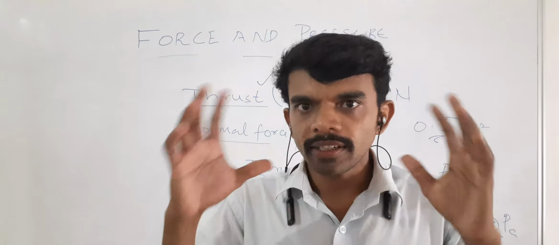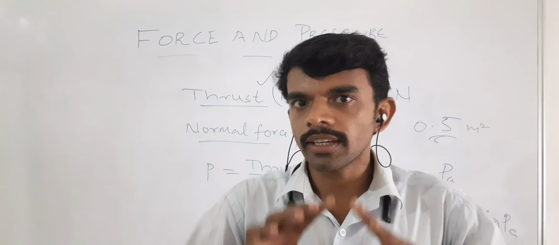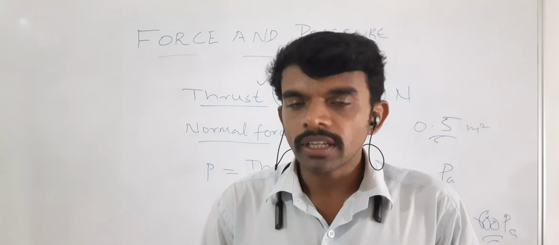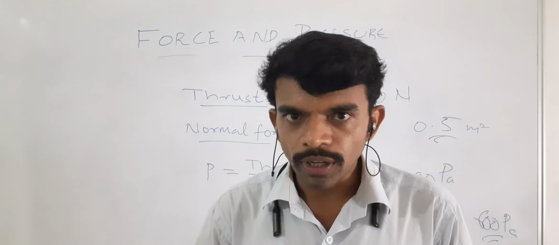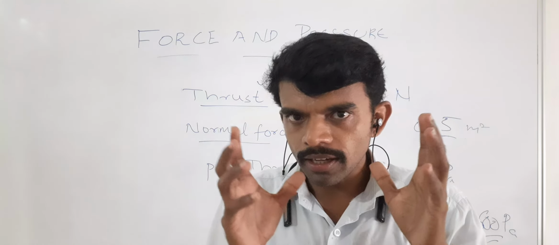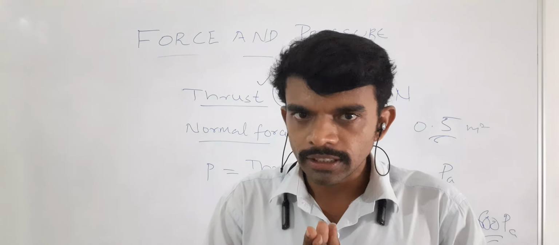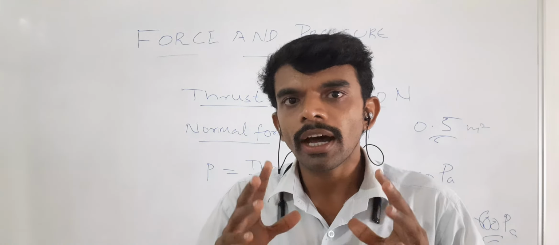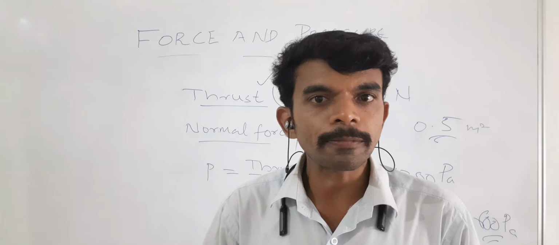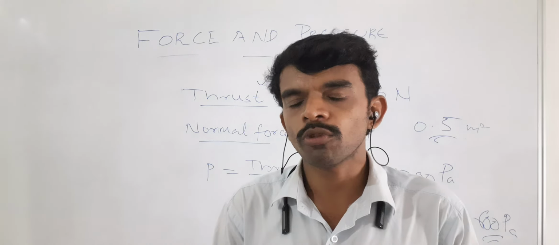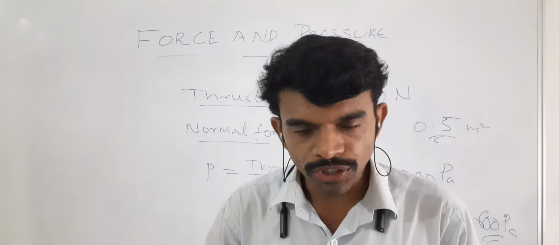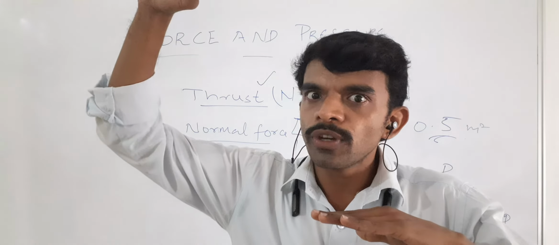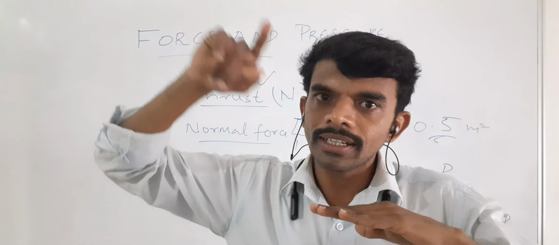Now if you are considering the earth, the blanket of gas surrounding the earth, on the surface of earth, is called atmosphere. Due to the atmosphere, there will be a pressure, and the pressure due to the atmosphere is called atmospheric pressure. Pressure due to the atmosphere is called atmospheric pressure.